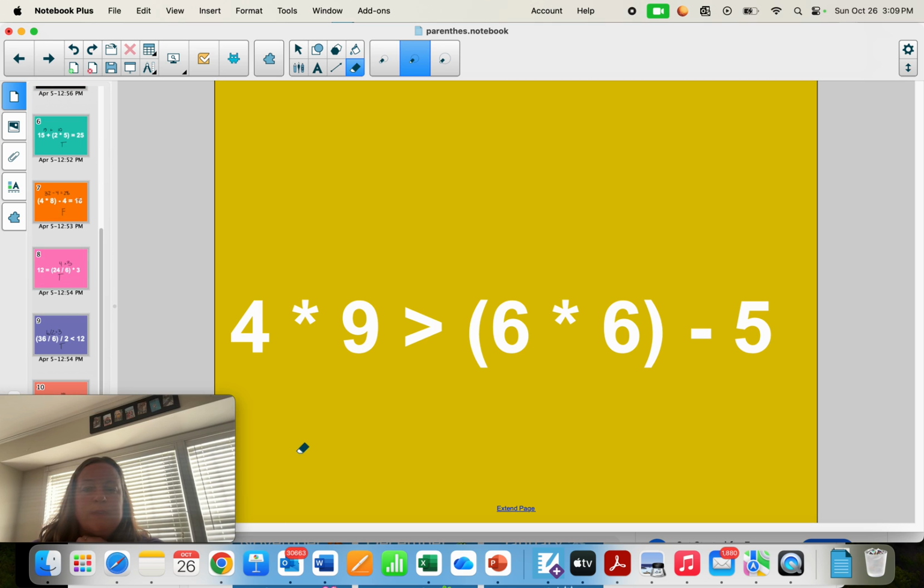Go ahead and write this one down. We have 4 times 9. Ooh, this time we have to solve two sides. We have to solve the 4 times 9, and then we have to solve the 6 times 6 minus 5. And that's the greater than sign in there. So this side has to be greater than this side to make it true. Go ahead and give it a try.